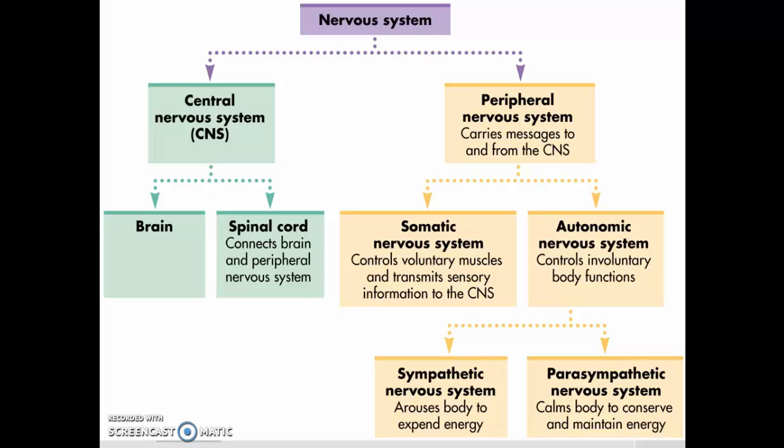The somatic nervous system controls voluntary muscles and transmits sensory information to the central nervous system. And the autonomic nervous system controls involuntary body functions. The autonomic nervous system is again of two types: the sympathetic nervous system and the parasympathetic nervous system. The sympathetic nervous system arouses the body to spend more energy, and the parasympathetic nervous system tries to conserve energy. Now let's move to the next slide.